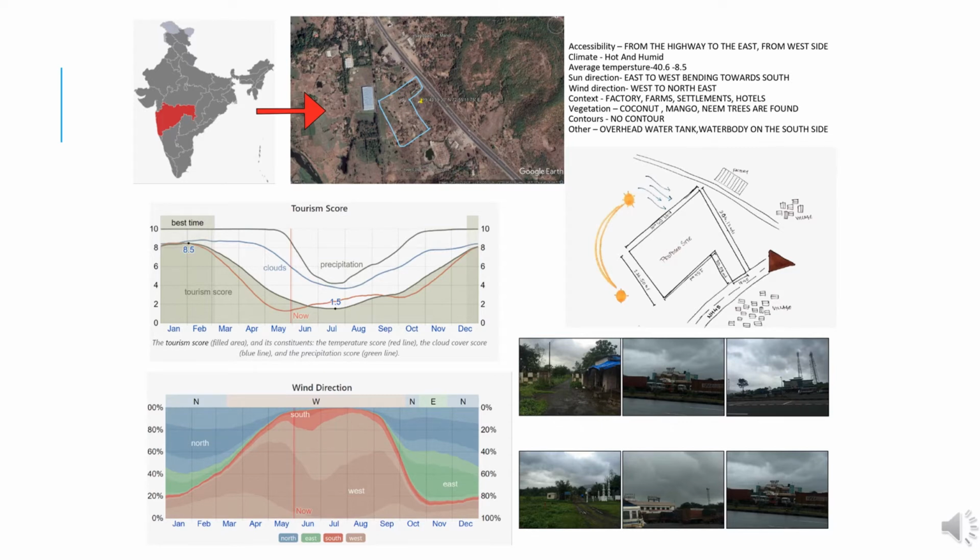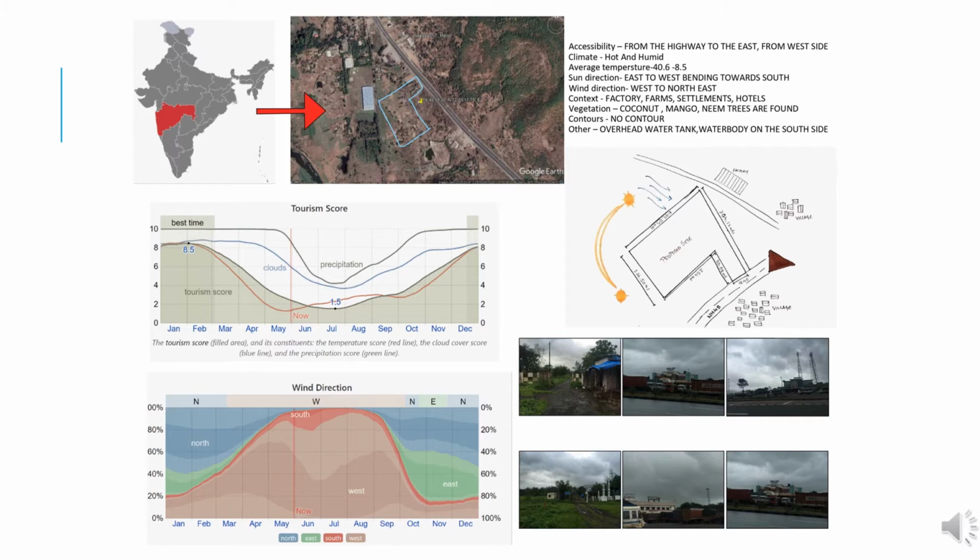Site analysis. The site is located in Palghar beside the highway. The climate here is hot and humid. Vegetation found here is coconut, neem, mango, etc. The context around the site includes some factories, farmlands, and settlements. Some hotels are seen near the highway. As we are building the museum, tourism scores need to be checked. Tourists visit here mostly in the winter season.